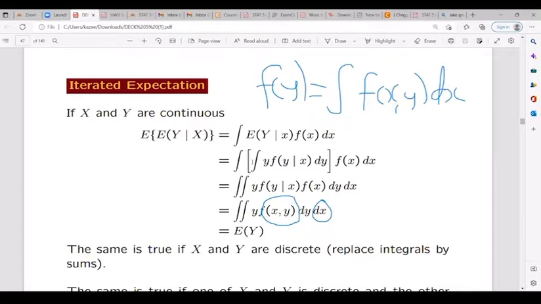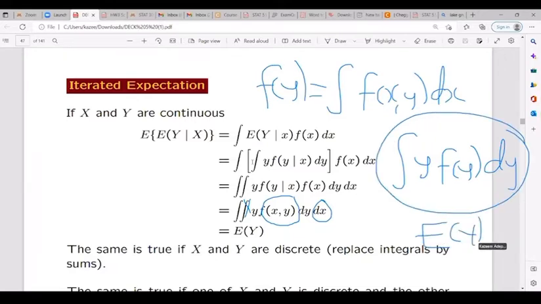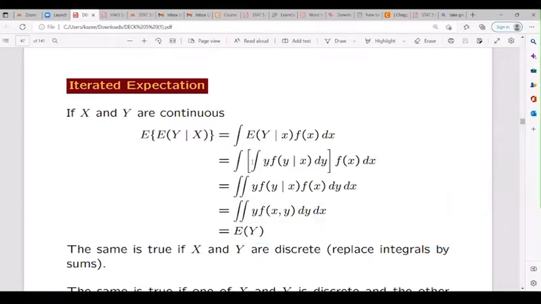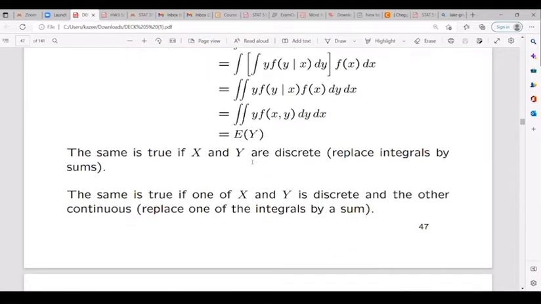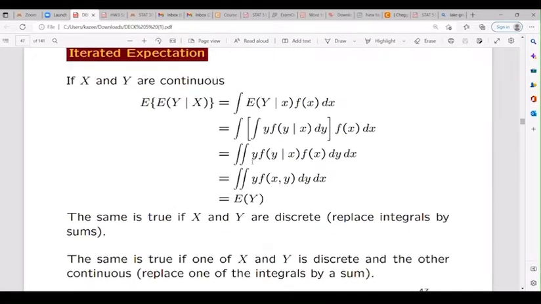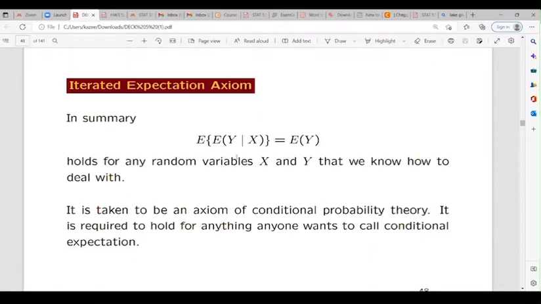Now, if you have f of y, what are you going to be left with? You use this integral and that one, and you're going to be left with the integral of y f of y dy. What does this mean? That is the expected value of y, which is this guy here. So that is how to show that the expectation of a conditional mean will lead you to the unconditional mean. And if x and y are discrete, the summation sign will replace the integral sign. I just wanted you to take note of that. So this is what we just proved now.